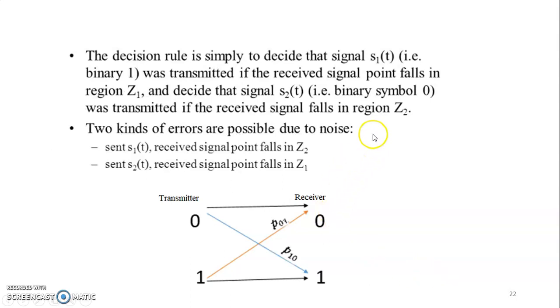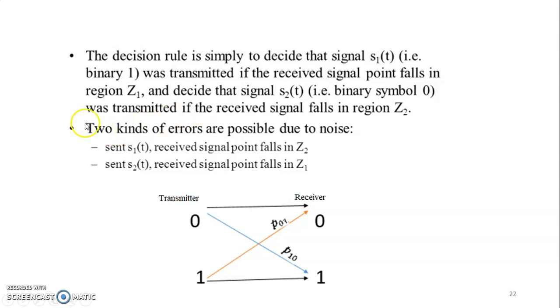So the decision rule simply decides that the signal s1 of t was transmitted if the received signal point falls in the region Z1, and decides that signal s2 of t was transmitted if the received signal falls in the region Z2. So that is nothing but, if the received signal is in Z1, then the transmitted signal is s1 of t, and if the received signal is in the region Z2, then the transmitted signal is s2 of t. So that is the actual correct case without any errors.